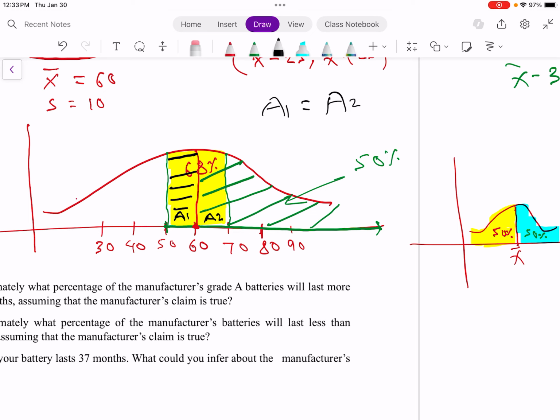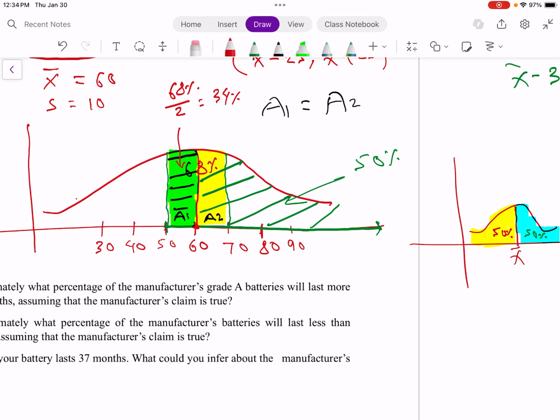Now we know when we add A1 and A2, the percentage is 68. Now what should be A1, or what will be A2? 34. It's going to be half of 68, right? So this region is half of 68, with 68% divided by 2, which is 34%.